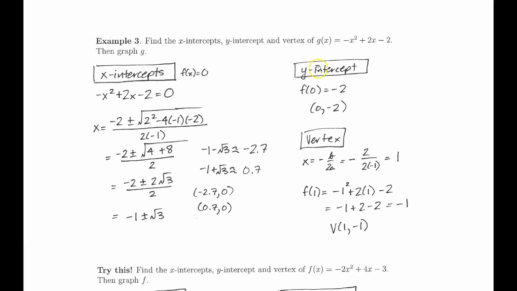I should see here that g of 0 is negative 2. So 0, negative 2 is our y-intercept. And the opposite of b over 2 times a will be negative 2 over 2 times negative 1. That gives us a positive 1. And when we evaluate at 1, we get the opposite of 1 squared plus 2 times 1 minus 2. That's negative 1 plus 2 minus 2, which is negative 1. So 1, negative 1 should be our vertex.